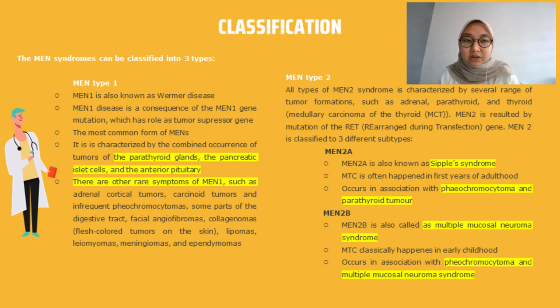The second one is MEN 2 syndrome, which is characterized by several tumor formations, such as adrenal, parathyroid, and thyroid, especially medullary carcinoma of the thyroid or MTC. MEN 2 disease is caused by RET, or rearranged during transfection, gene mutation. And MEN 2 syndrome can be classified into 3 different subtypes. They are MEN 2A, MEN 2B, and FMTC. Each subtype has specific symptoms, the details of which can be seen in the slides, but the main symptom of each type is MTC or medullary carcinoma of the thyroid.